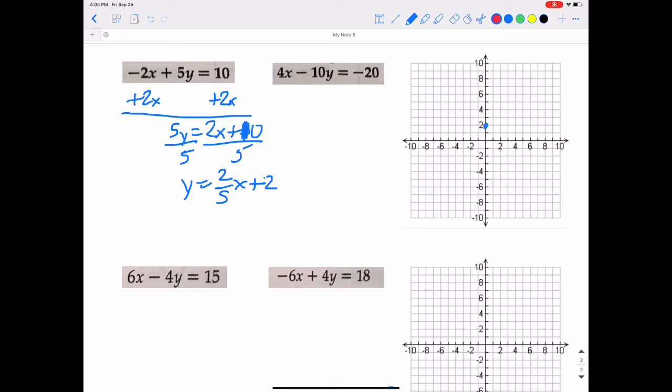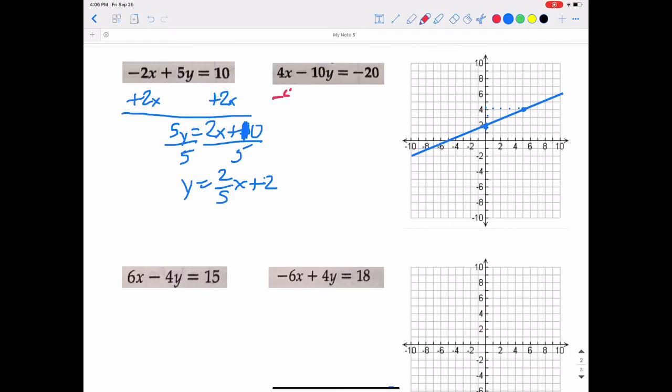So put a dot on the 2. We can go back to our regular scale. We've got room for it. We'll go up 2, over 5: 1, 2, 3, 4, 5. Place a point there and draw our line. Draw a line right through there. And now do the same thing with the other equation.